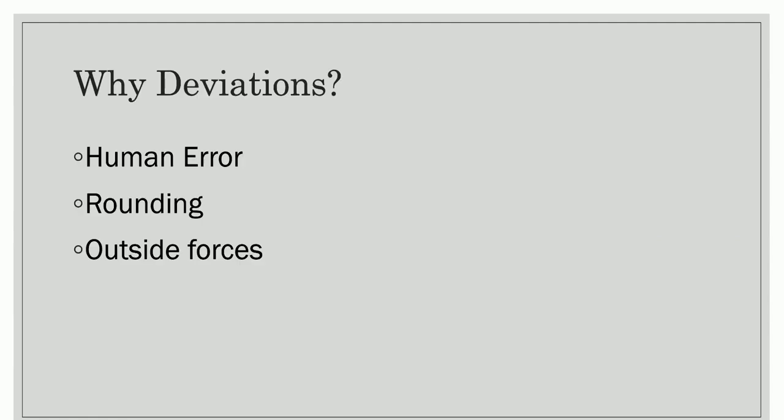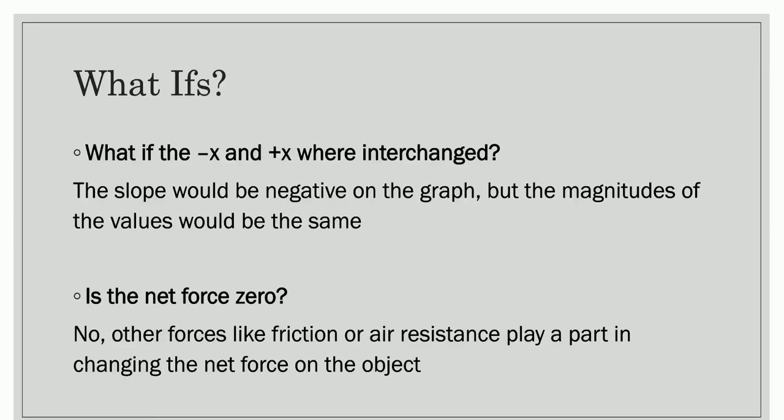Now, why are there deviations? Well, first off, there may be human error when recording the video. Because I was close, there may have been lens distortion, which changes the speed of the object due to the lenses changing the ball's position. Additionally, when tracking it, the position or the time may have been wrong due to human error. Rounding may have also changed the calculations of my values. And then outside forces like friction or air resistance may have affected the calculations.